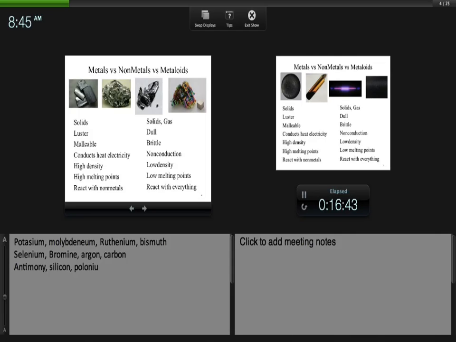Sodium's not a bad guess, but unfortunately wrong. Aluminum? We've got potassium. So potassium, why did that not show up? Let's try that again. Oh, man. It's going to get rid of my cheat sheet.